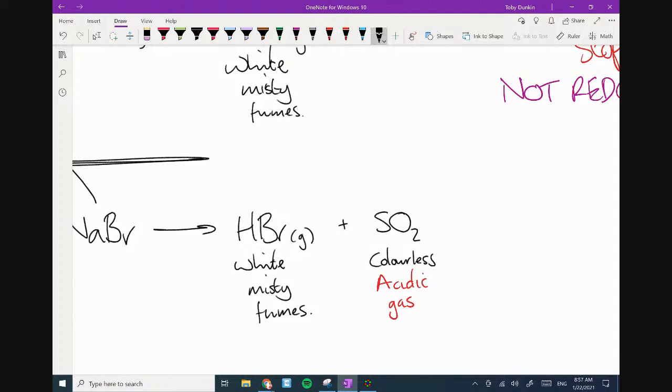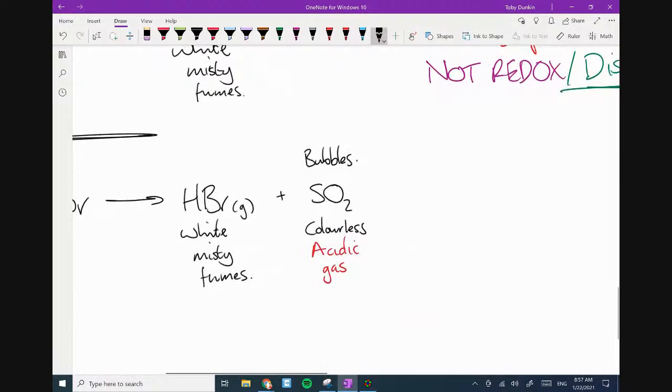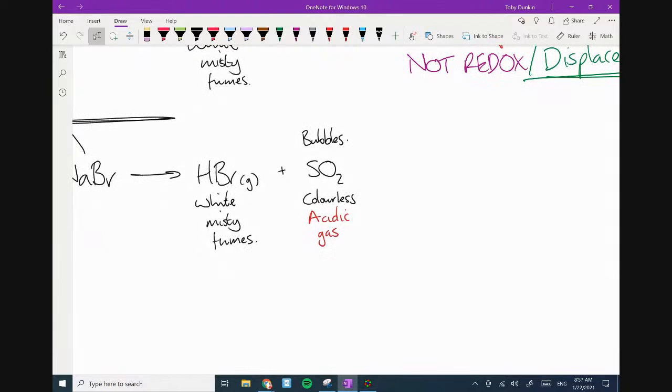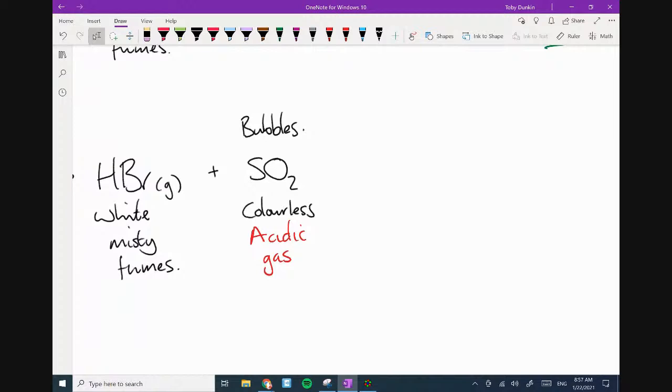We're seeing bubbles of colorless acidic SO2. It starts to foam all over the place, but you're seeing this colorless gas. The misty fumes have dissipated, poof, and there are no more misty fumes, just this colorless gas, and then the whole thing goes orange and starts spewing brown gas everywhere. Does anyone want to guess who I'm now making?